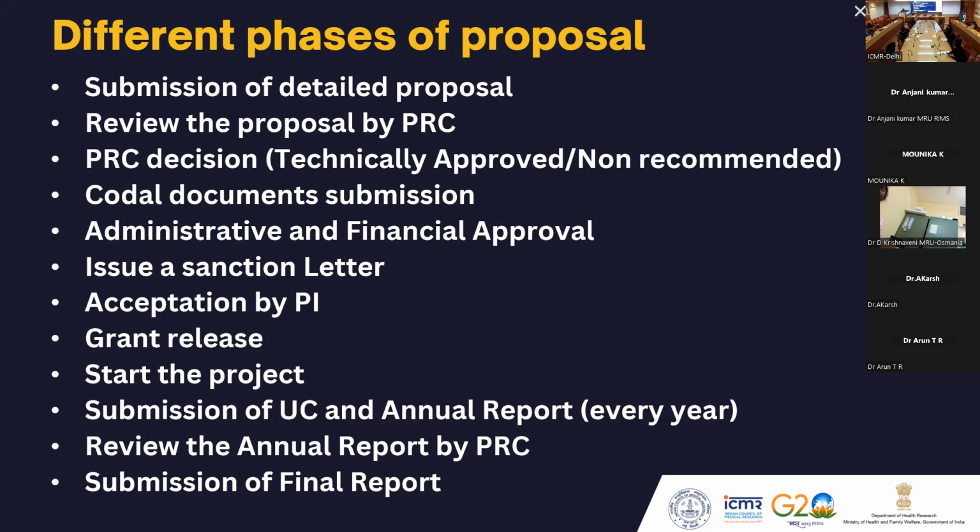After starting, every year you will be required to submit the UC and annual report. Suppose your project is sanctioned for 3 years. It doesn't mean it will continue for 3 years. Every year your annual report will be reviewed by the PRC, and it is up to the PRC to continue for the second year or third year, or stop after 1 year. Accordingly you will get the extension for the next year, and lastly you will be required to submit a final report.